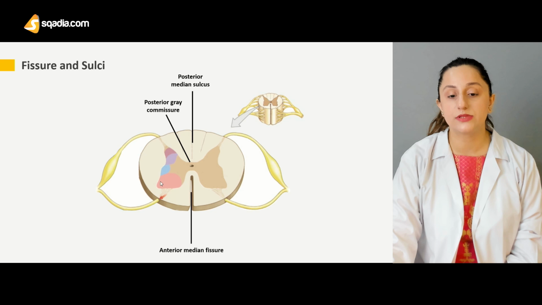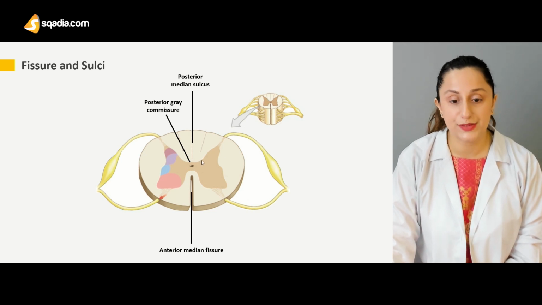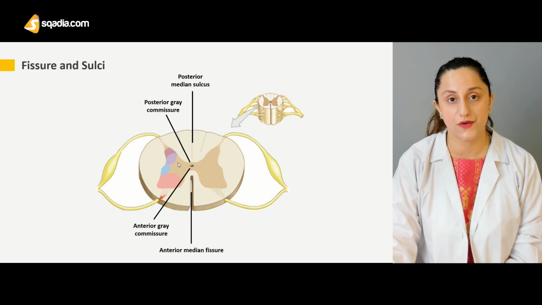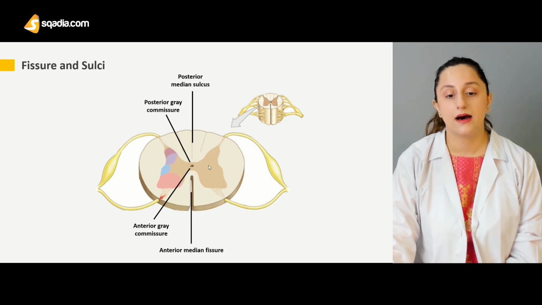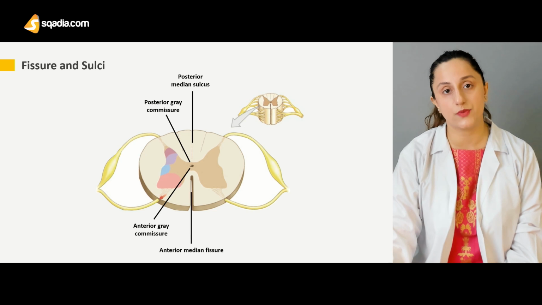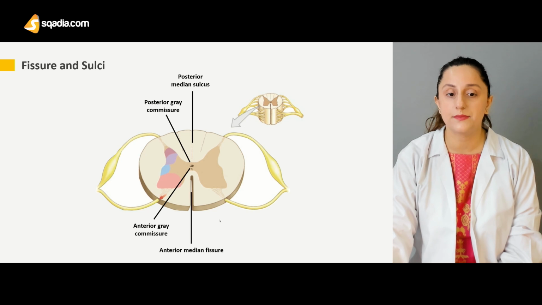And when we talk about the gray matter, which is basically a butterfly-shaped gray matter placed more centrally, it has a posterior gray commissure, and then we have this anterior gray commissure. The commissure is basically the communication between the two horns of the gray columns that are present laterally, and they're being united by these commissures. Now, the commissure present anteriorly to the central canal is called the anterior commissure, and correspondingly, the commissure present posteriorly to the central canal is the posterior gray commissure.